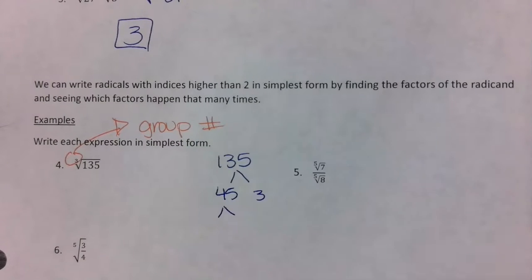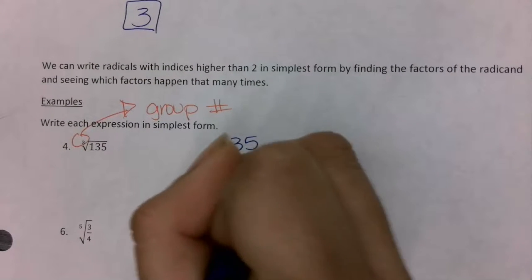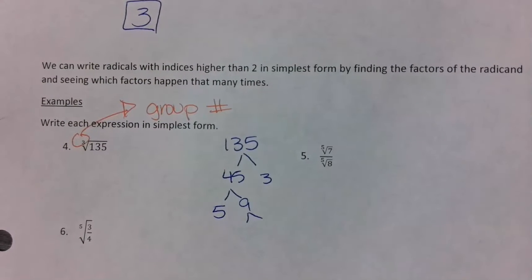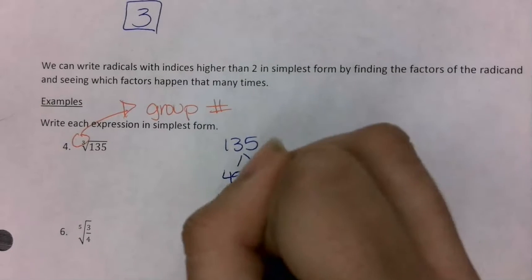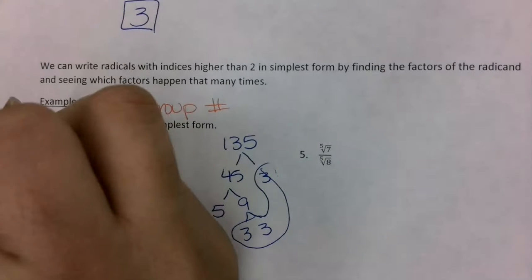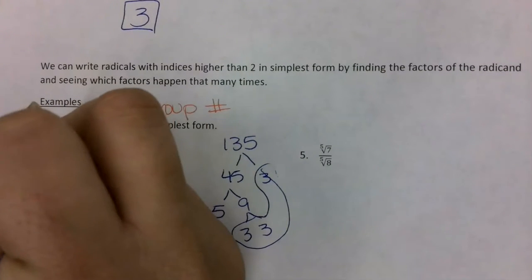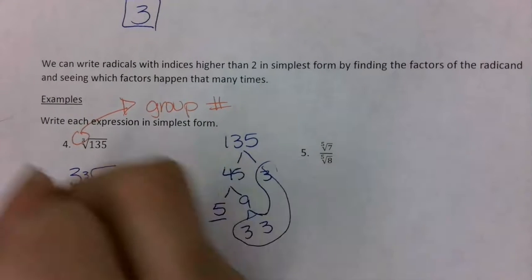What are my factors of 45? 9 and 5. And then my factors of 9. Do I have 3 of the same number? So what do I do with this 3? 3 goes outside. And then what goes inside? Who's the loser? Who has no friends? 5. How many of you have friends?